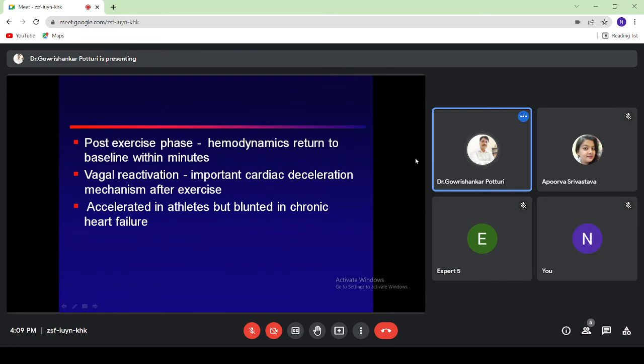In the post-exercise phase, hemodynamics return to baseline within minutes. Vagal reactivation is an important cardiac deceleration mechanism after exercise, accelerated in athletes but blunted in chronic heart failure.